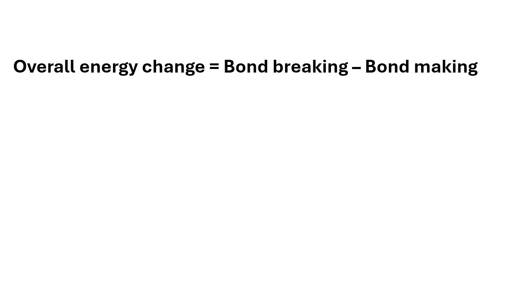Today we are going to be looking at bond energy calculations from C5 in Paper 1 Chemistry. Now, the overall energy change is equal to bond breaking minus bond making. That is an equation you have to know going into your exam. You are not given it.